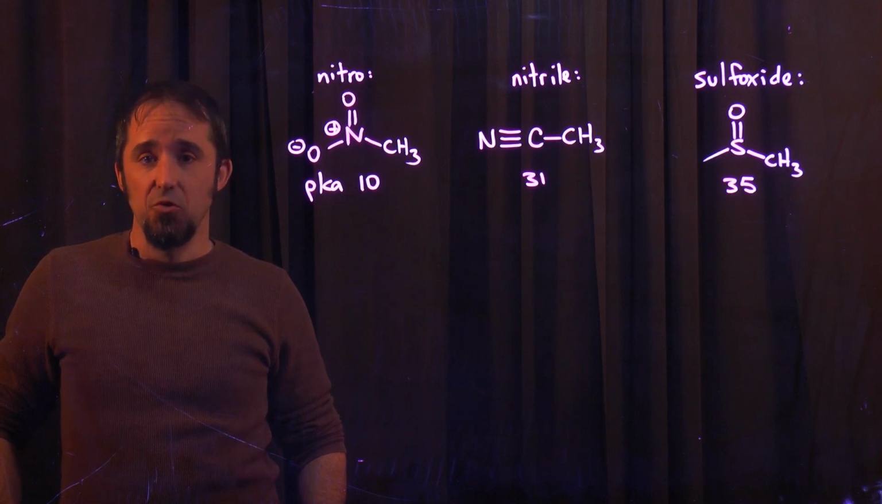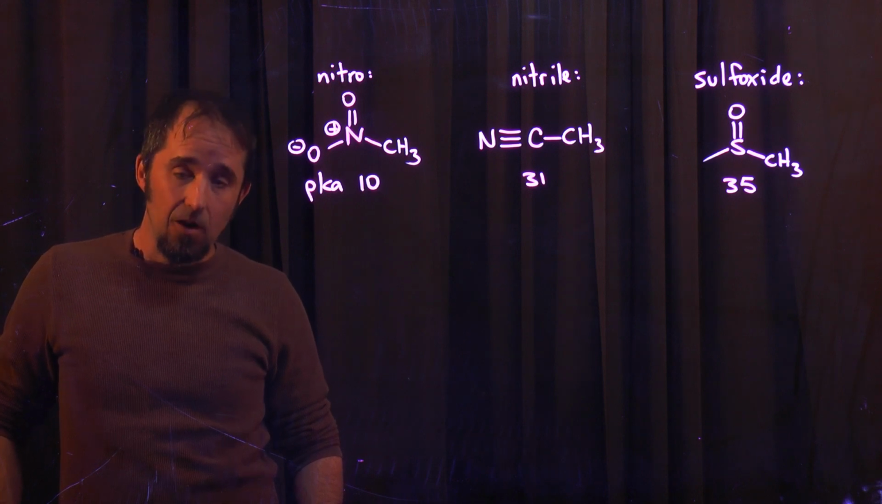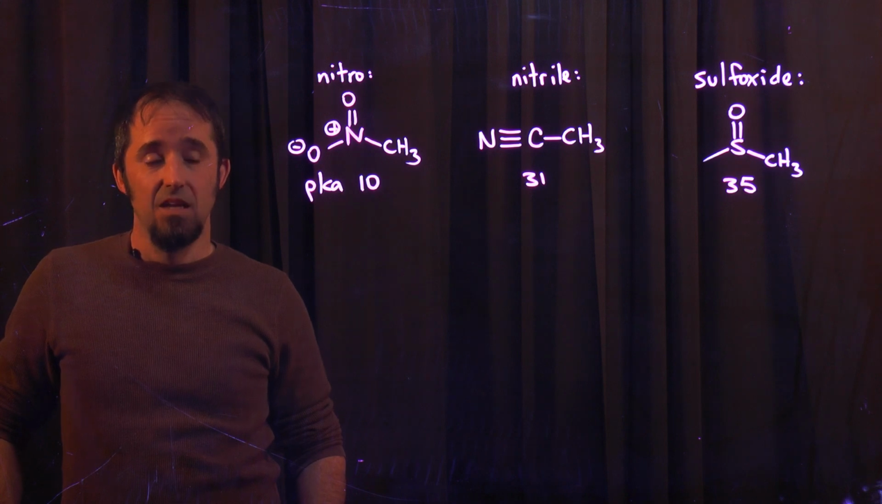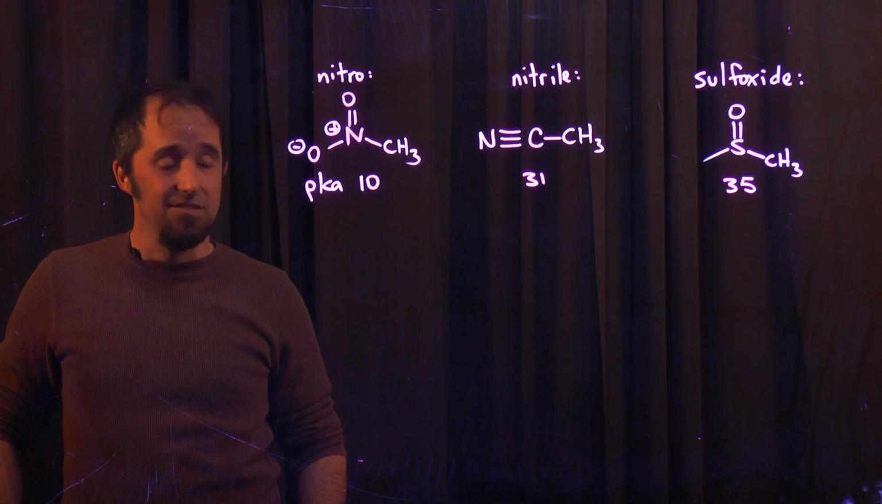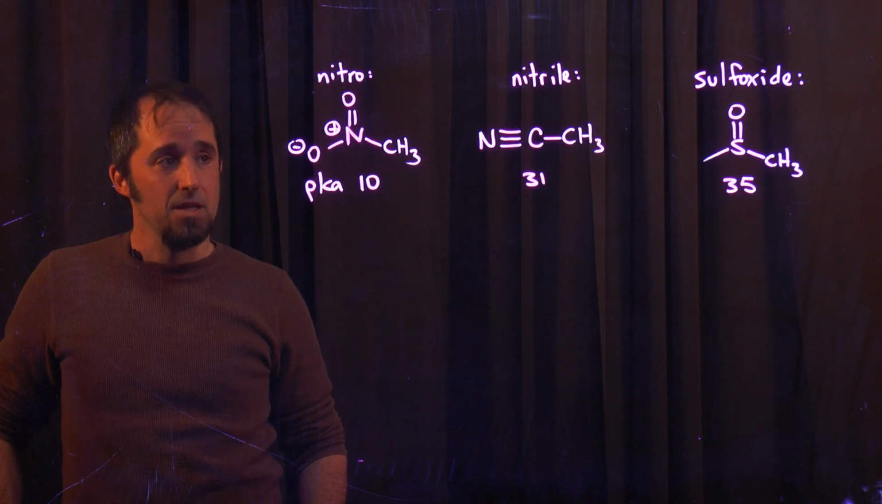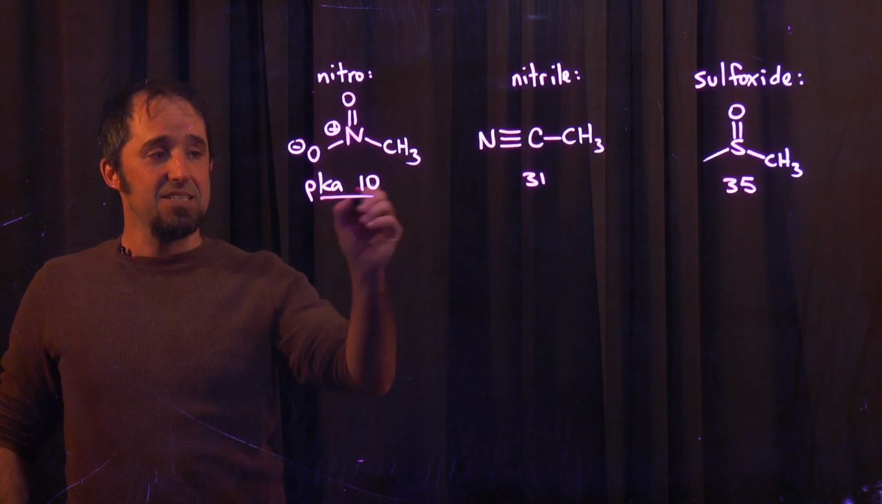So I just wanted to show you some other cases where we can delocalize charge and make things a little bit more acidic than we'd expect. If you want to stop the tape right here, try to draw the conjugate bases of these compounds along with some resonance structures thereof. Okay, so let's start with this nitro compound, pKa 10.